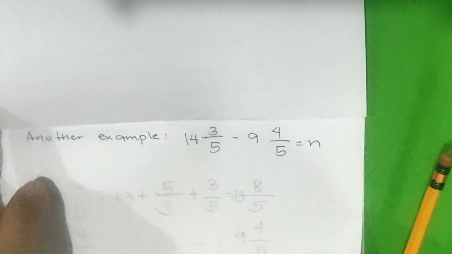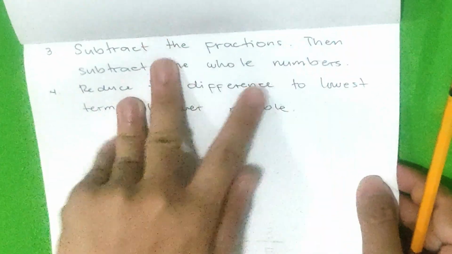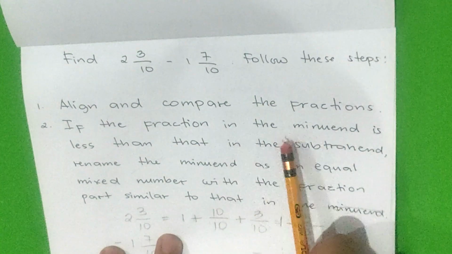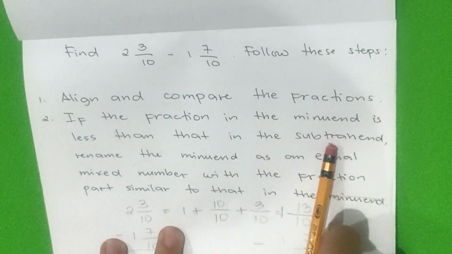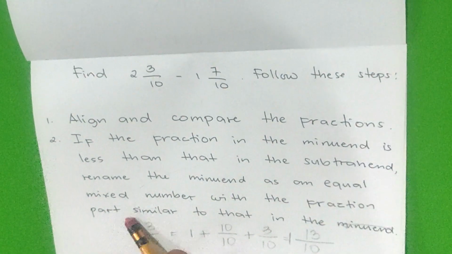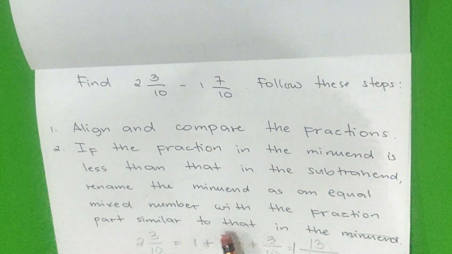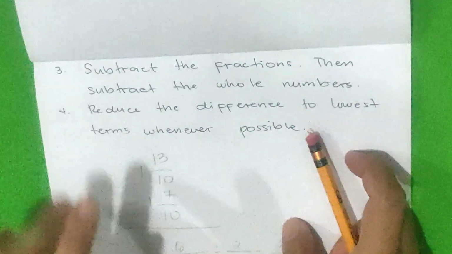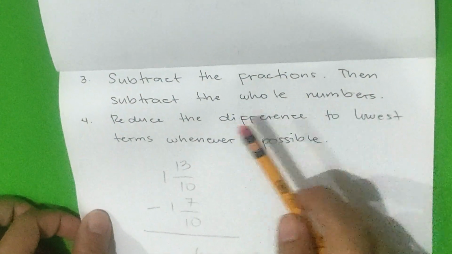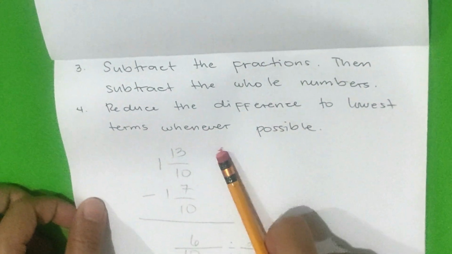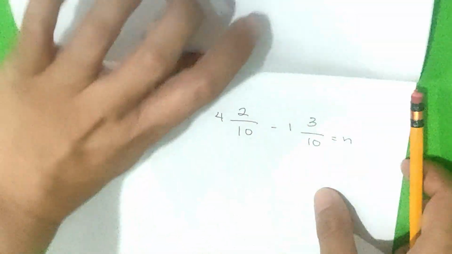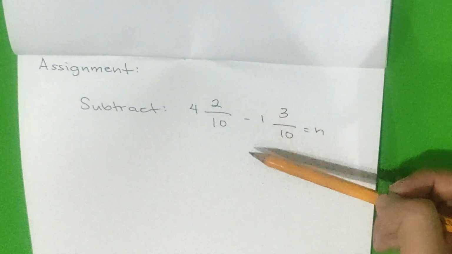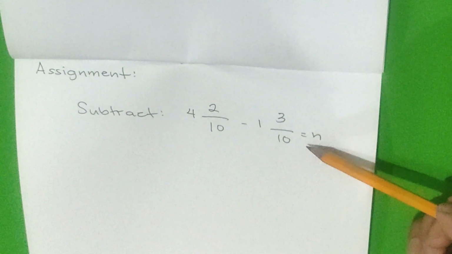So remember, when subtracting mixed numbers with similar fractions, align and compare the fractions first. If the fraction in the minuend is less than that in the subtrahend, rename the minuend as an equal mixed number with the fraction part similar to that in the subtrahend. And then subtract the fractions, then subtract the whole numbers. Lastly, reduce the difference to lowest terms whenever possible. So for your assignment, subtract 4 and 2/10 minus 1 and 3/10 equals n.